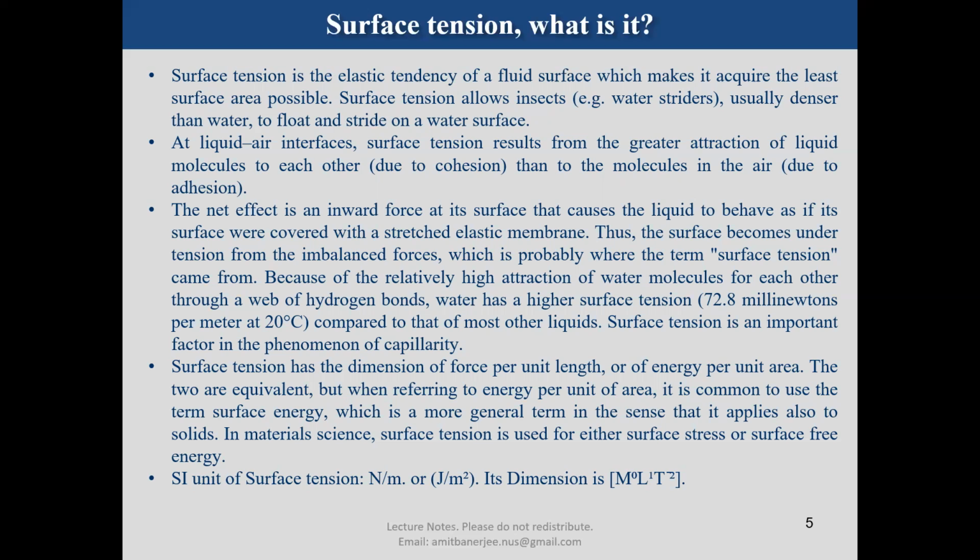Surface tension has the dimension of force per unit length or energy per unit area. The two are equivalent, but when referring to energy per unit area, it is common to use the term surface energy, which is a more general term in the sense that it applies also to solids. In material science, surface tension is also referred to as surface stress or free energy. Now, the SI unit of surface tension is newton per meter or joule per meter squared. Its dimension is this.